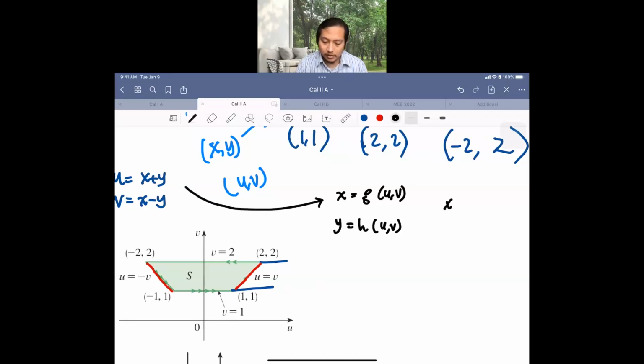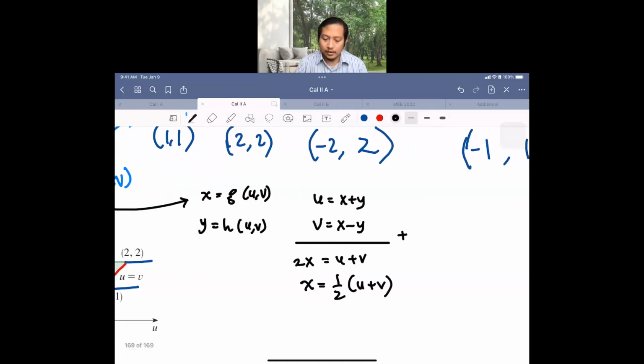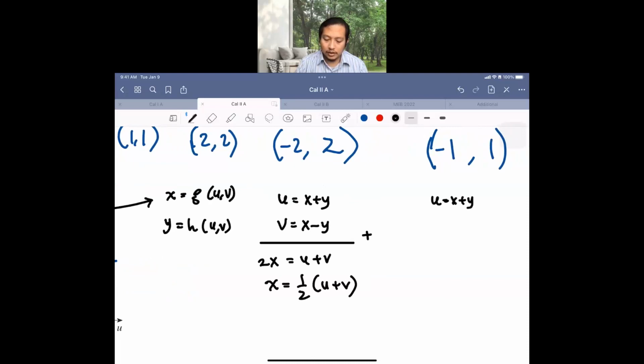So start with u is x plus y and v is x minus y. We can start by adding these two, so we can cancel the y. So 2x equals u plus v, or x is half of u plus v. And similarly, we write the y equation. We subtract these two, so we can cancel the x. So 2y is u minus v, so y is half of u minus v.